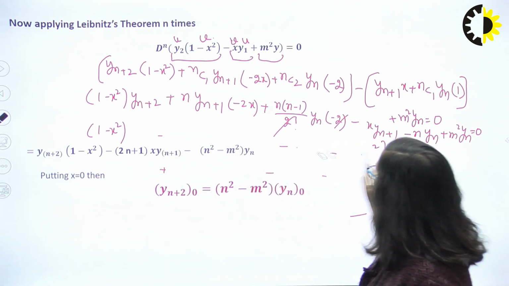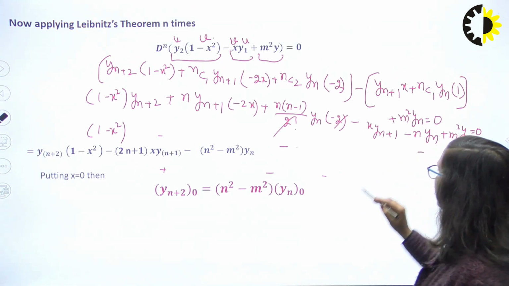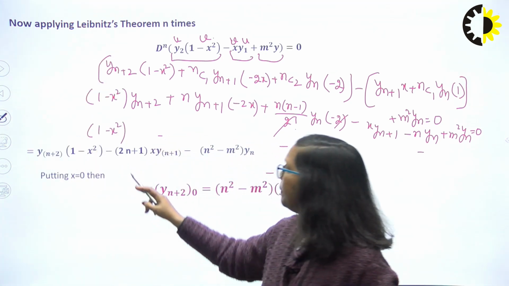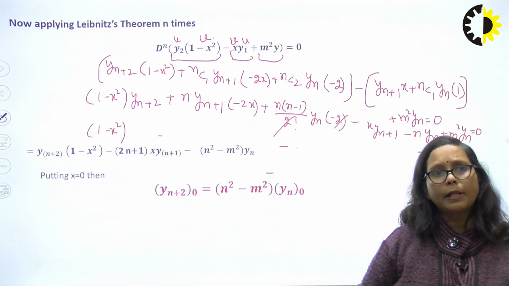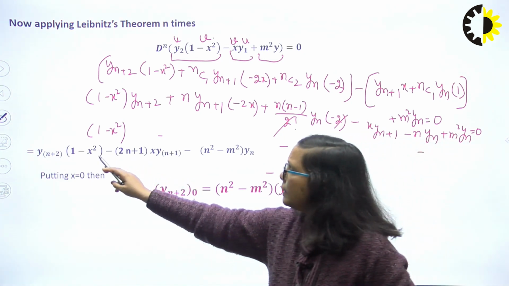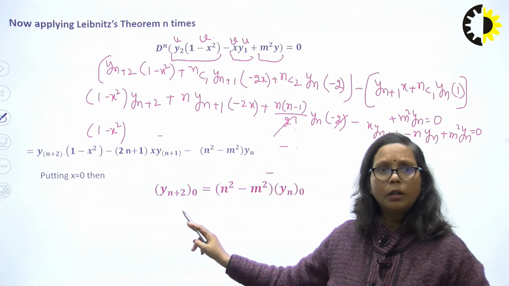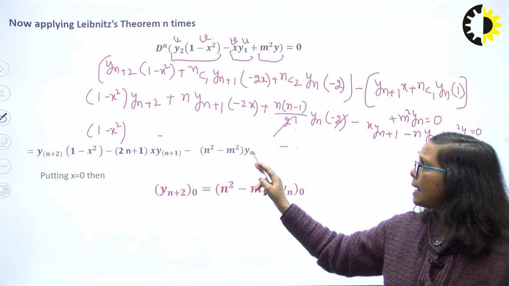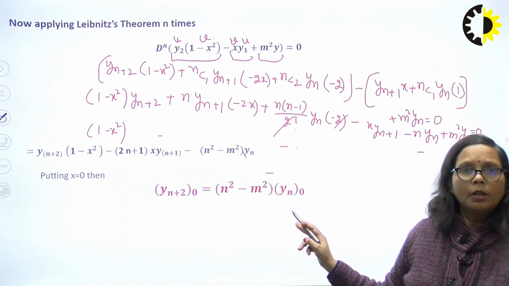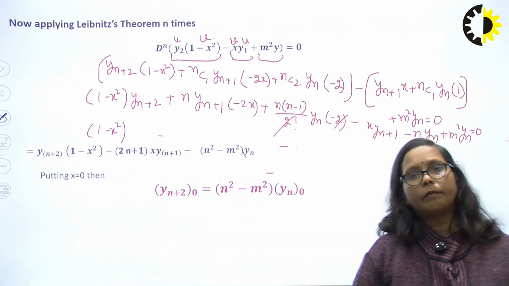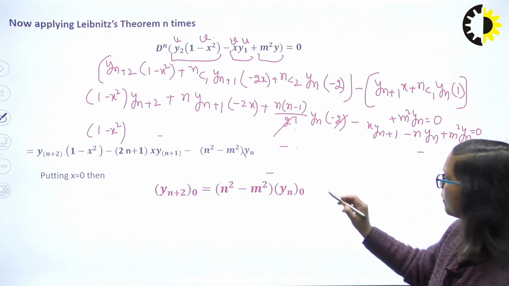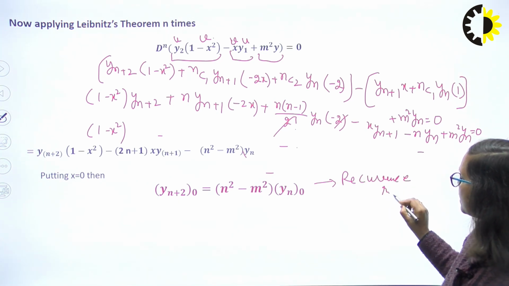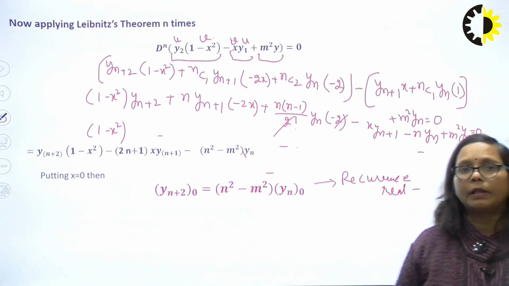So now, what do we need to find? We need to find out the value at x equal to 0. Now what do we do next? We put x equal to 0 in this expression. So when putting x equal to 0, what do we get? This is 1. So this is yn plus 2 0. X equal to 0 gives you this term equal to 0, and m square minus n square, this will become yn 0. So this is my last expression for getting the yn plus 2 0 value, and this type of relation is known as a recurrence relation.